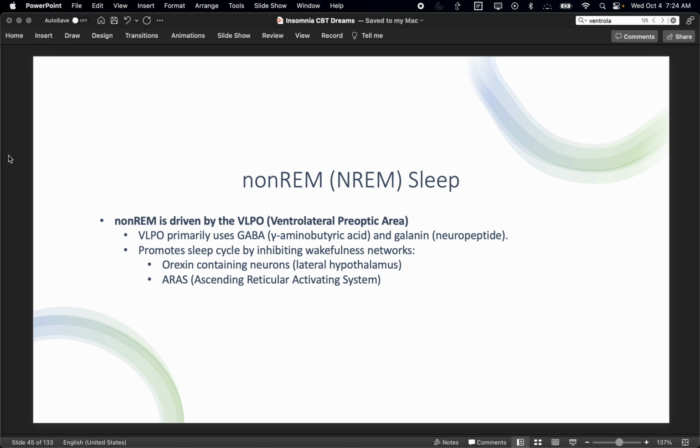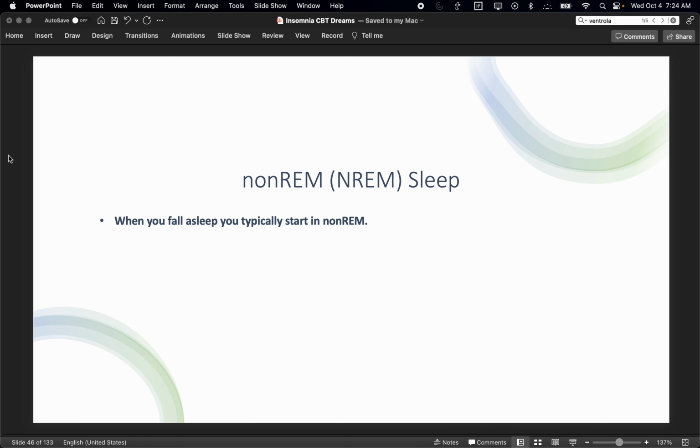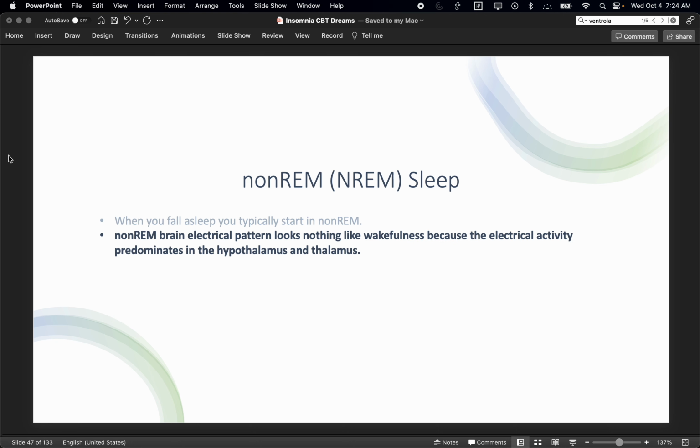Non-REM is driven by the VLPO, through those inhibitory neurotransmitters, GABA and galanin, and it promotes the sleep cycle by inhibiting those wakefulness neurons from orexin and ARAS. So when you fall asleep, you typically start in non-REM. It's atypical to fall asleep and quickly go into REM. It's usually more of a sign of disease states.